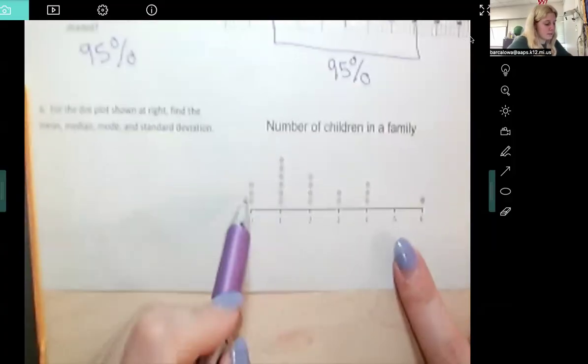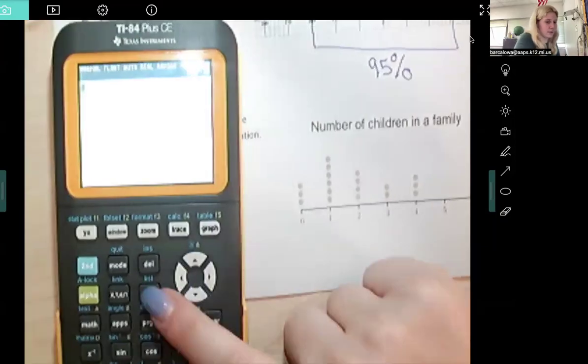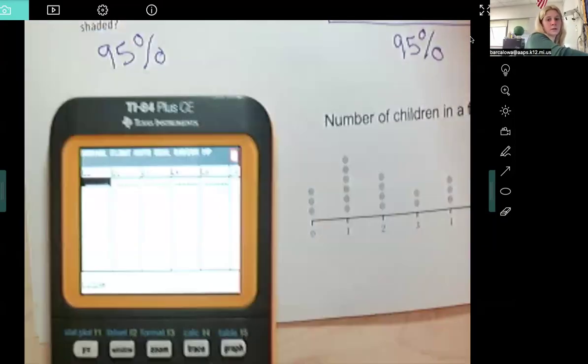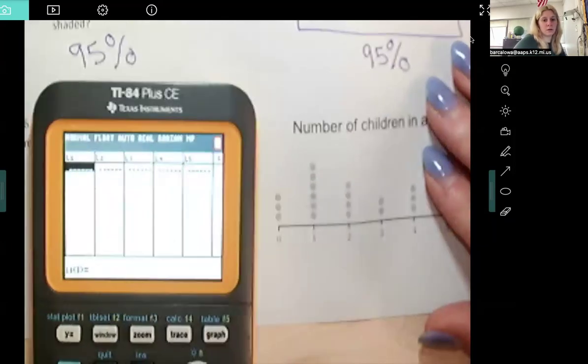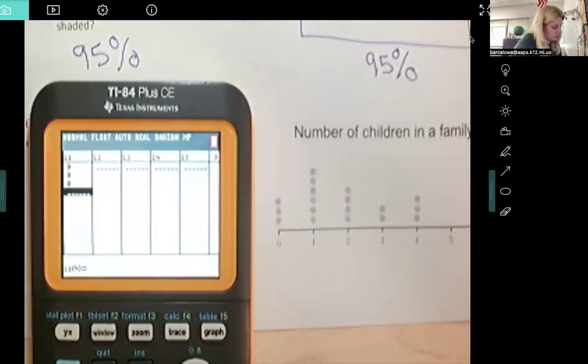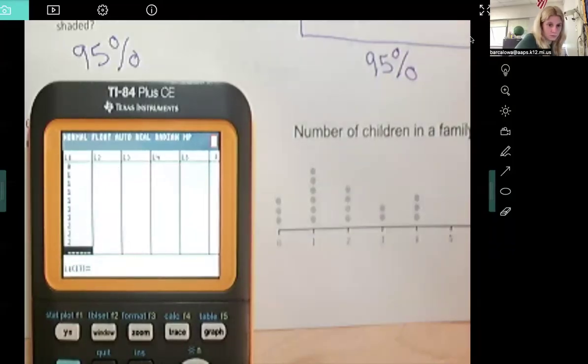So when you have a dot plot, this means there are 3 data points with a value of 0. Okay, so I'm going to go in my stat menu, hit enter to edit. Okay, then I'm going to have 3 zeros in there. So 0, 0, 0. Looks like there are 6 ones, 4 twos, 2 threes, 4s, and a 6.